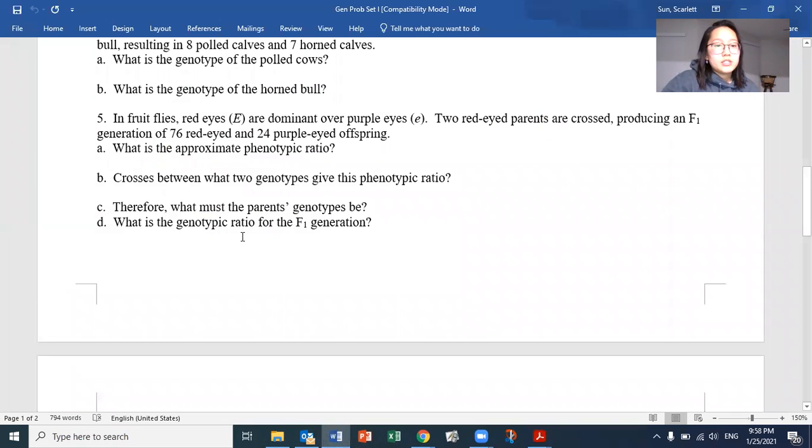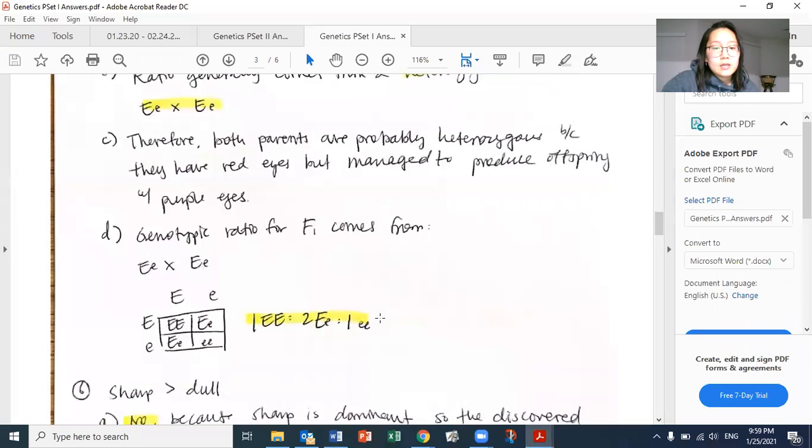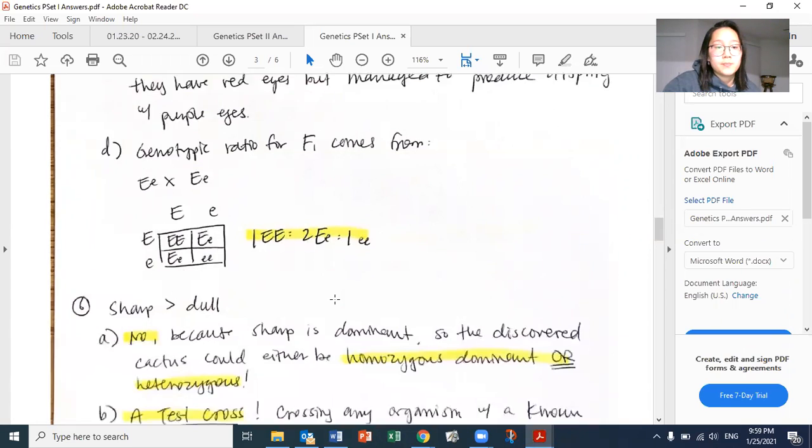In part D, what is the genotypic ratio for the F1 generation? Now, the genotypic ratio is different from the phenotypic ratio because in part A, we decided that the phenotypic ratio is 3 red to 1 purple. But we know that when you do a heterozygous cross, if you show the work, you'll be able to see that there's a 1 homozygous dominant to 2 heterozygous to 1 homozygous recessive ratio. And you have to show your work in a Punnett square in order to do this answer.